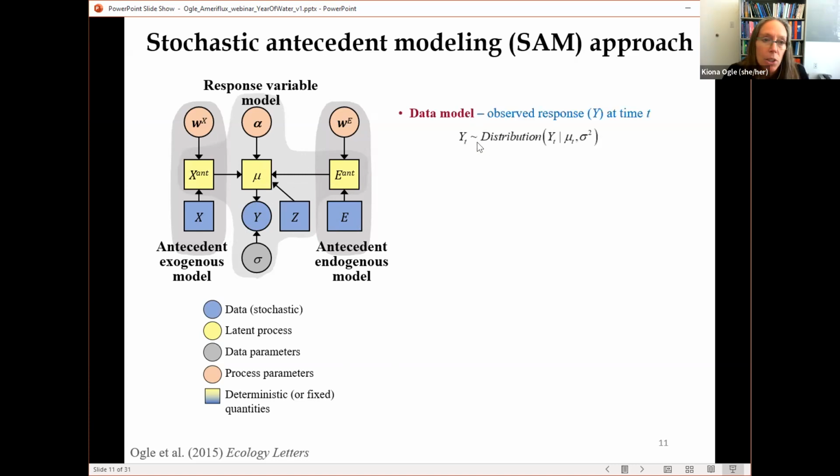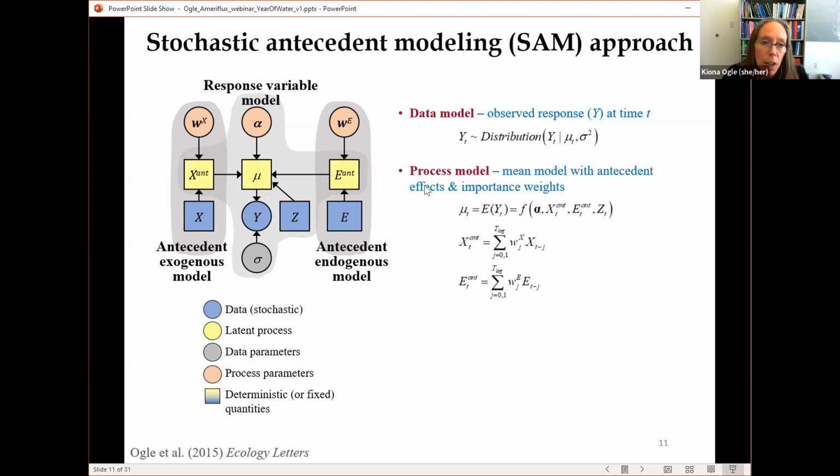So here we'd start out with the data model that describes the variability in our observed response, some flux variable, for example, given an appropriate distribution that describes the variability in Y, given the expected or predicted value, and sigma squared represents some sort of observation or measurement uncertainty.